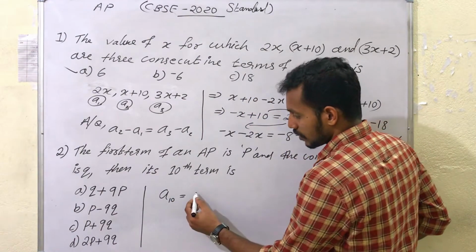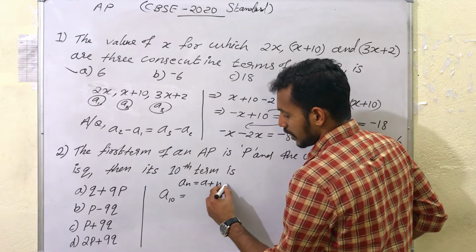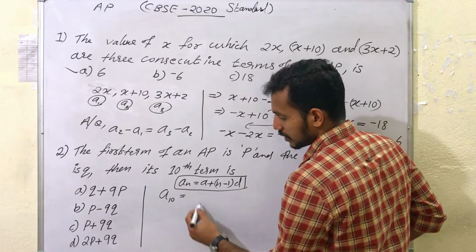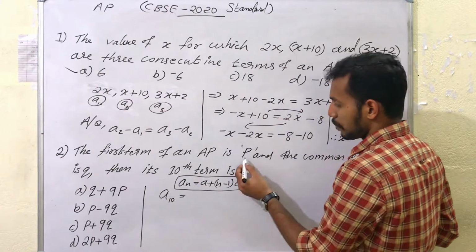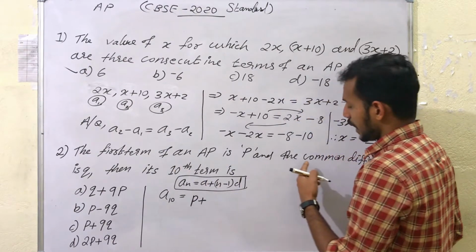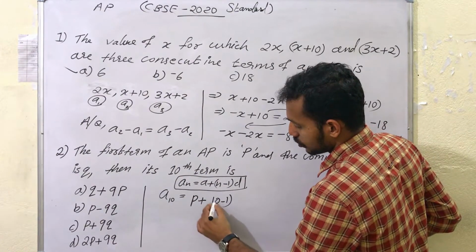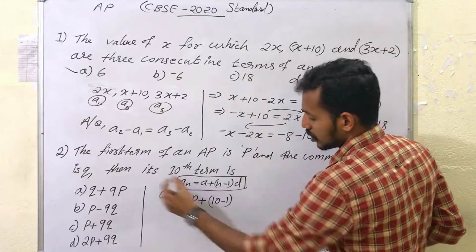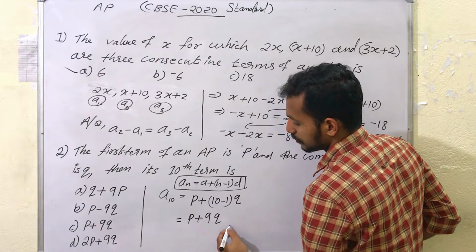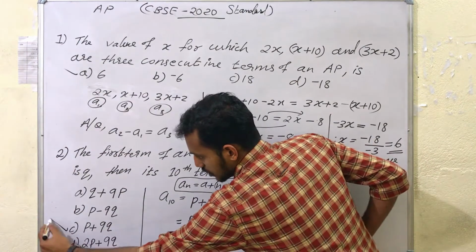The 10th term will be a n. What is the general formula that we learn? a n is equal to a plus n minus 1 into d. Clear? This is the general formula we have learned. So the 10th term will be a, what is a? a is P. P plus n minus 1 into d. What is n? n is 10. So 10 minus 1 into d. What is d? The common difference is Q. Therefore, P plus 9Q. That is the answer. So which option is right? Option C is the right one.